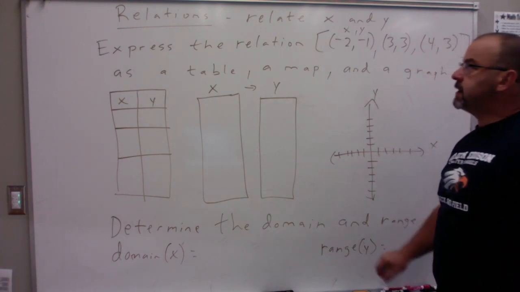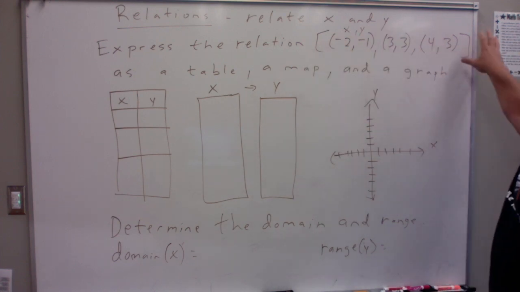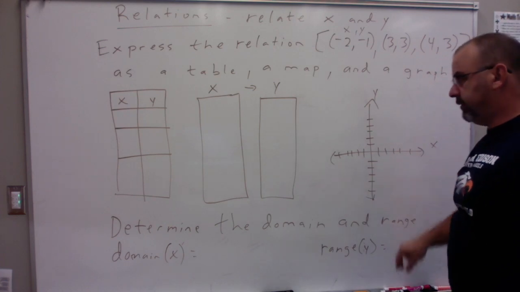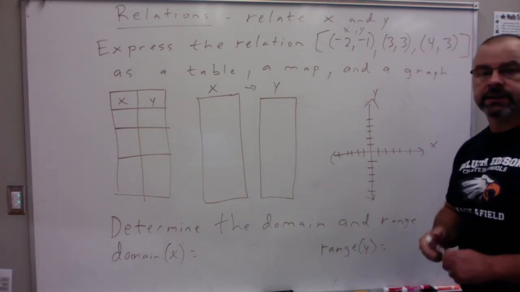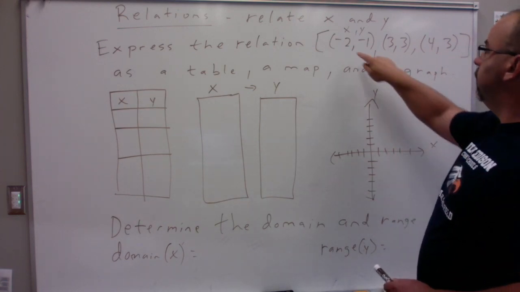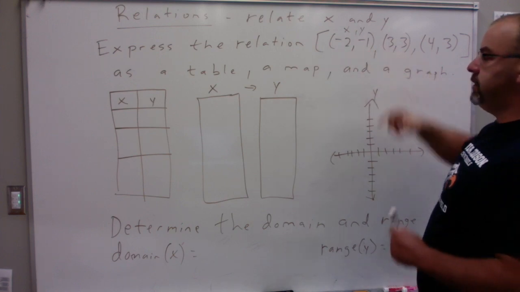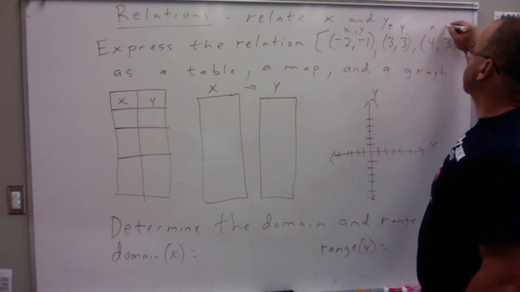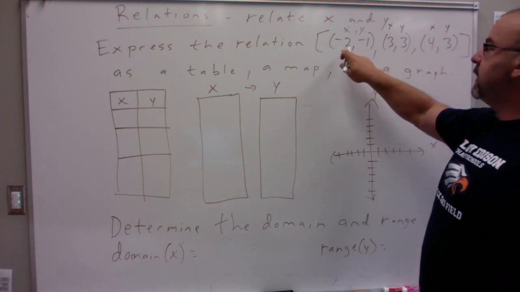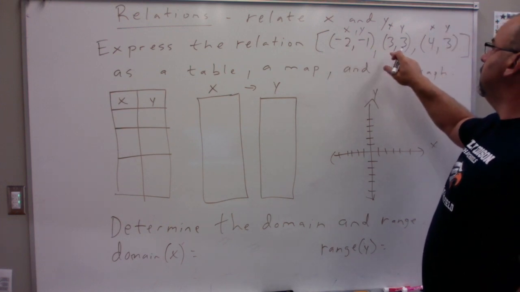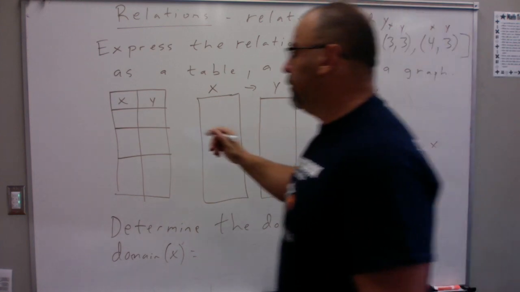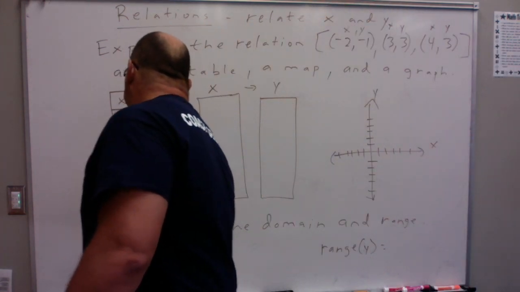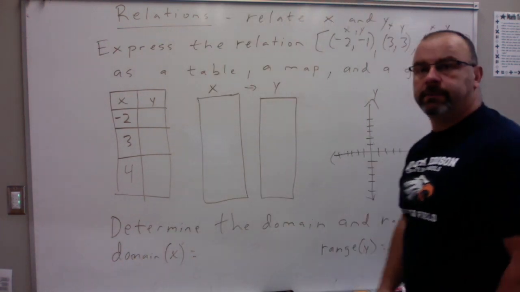So today we're going to express the relation with these 3 points as a table, a map, and a graph. So 3 different representations. So the first thing is, what is x and y for each of these? So I can even label these x and y, okay? So what are my x's? My x's are -2, 3, and 4. So I'm going to put those in here. -2, 3, and 4, okay?